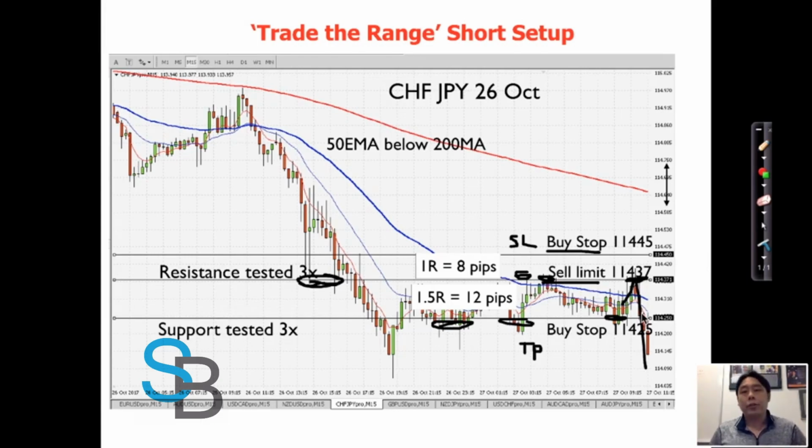All right. So this is how you trade the short side. So again, let's take a look at some live trades I've done and notice how I placed the orders and how I exited the trade, how I managed the trade. Let's take a quick look.